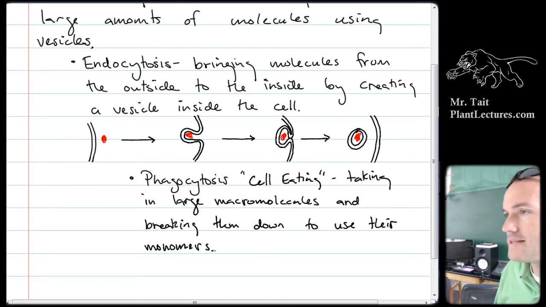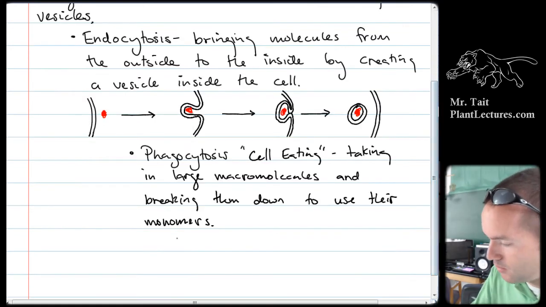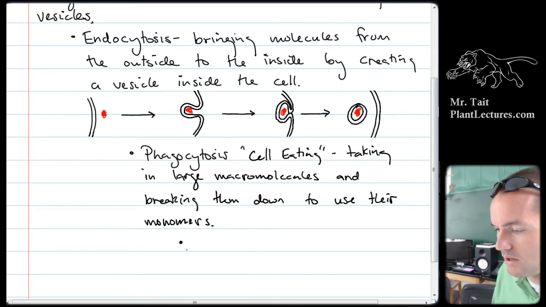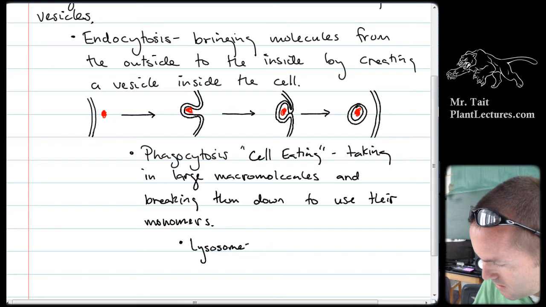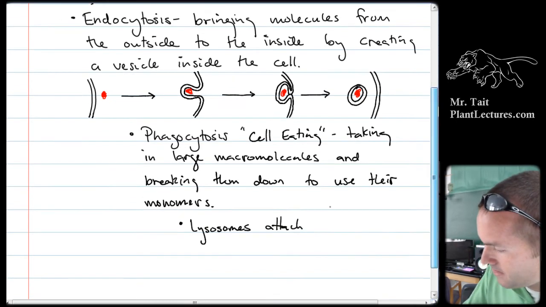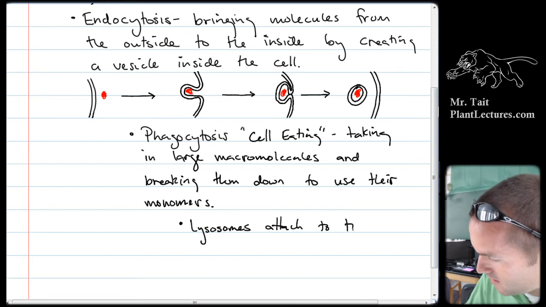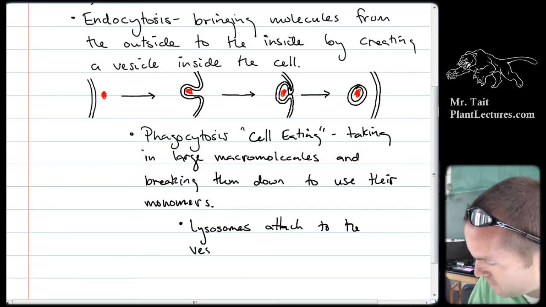Okay, so how does this happen? How does a macromolecule get broken down into monomers? Yeah. Lysosome. So a lysosome would attach to the vesicle that's created through phagocytosis and inject hydrolytic enzymes.